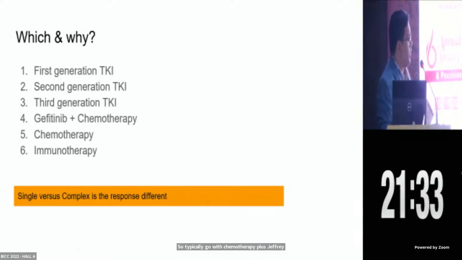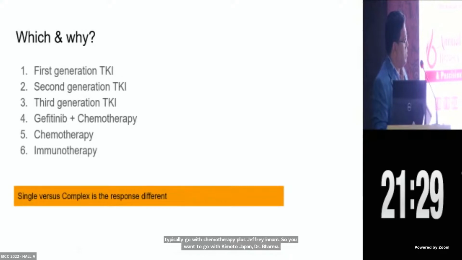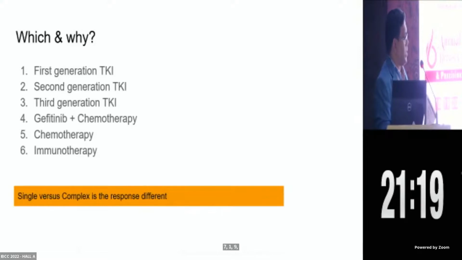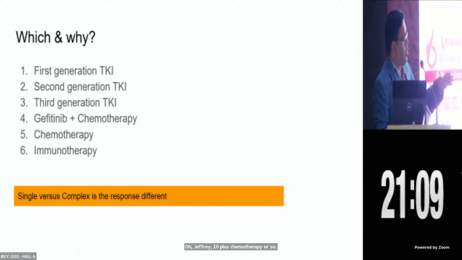Dr. Verma, what would be your choice in this? So I think the answer should not be that complex because. Well, that's okay. Let's forget that complex and let's focus on G719. Okay, so I think I would go with the third generation straight away. So you want to go with osimertinib? Yeah. So gefitinib plus chemotherapy or afatinib. Okay, so now we have gefitinib plus chemotherapy, osimertinib, and a choice of gefitinib or afatinib. Anu? So same, gefitinib plus chemotherapy.